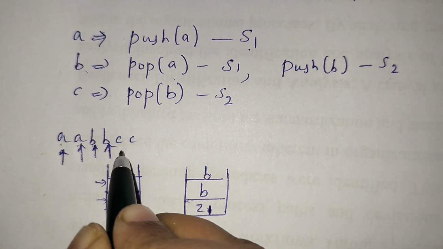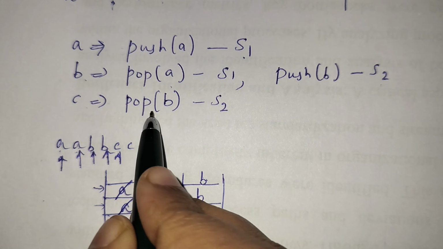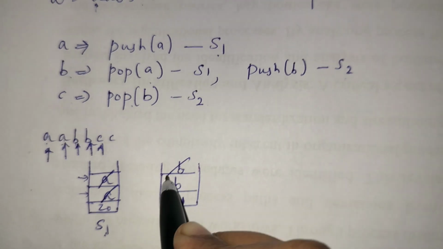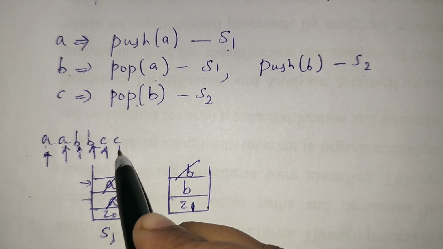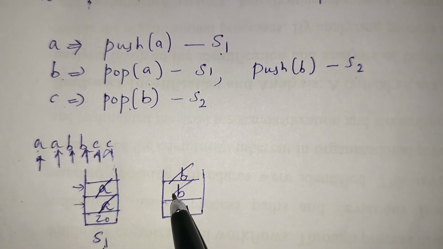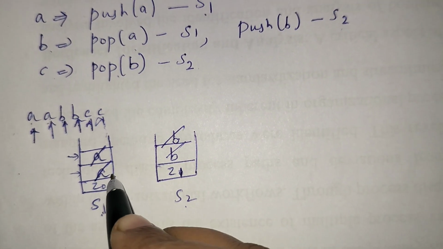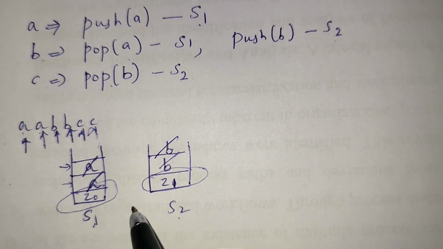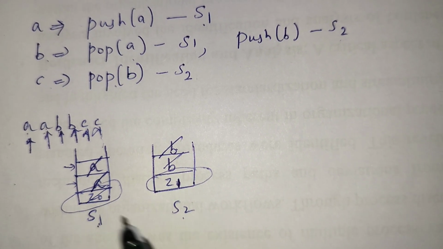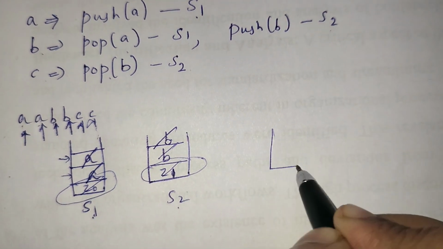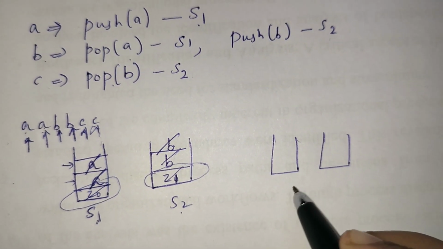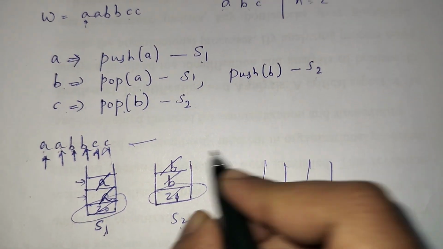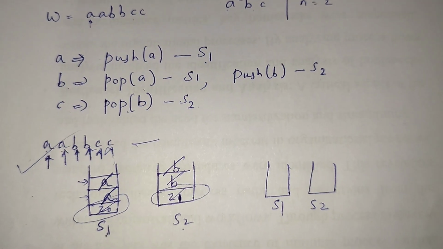Then whenever I am seeing C, I need to pop B from S2. So I am popping B from S2. Whenever I am seeing the next C also, I am popping B from stack S2. Now you can see the stacks contain only set 0 and set 1. After that we are popping the top of the stack also. Now the stacks S1 and S2 become empty. So we can say both stacks become empty, and this particular string is accepted by the 2 PDA.